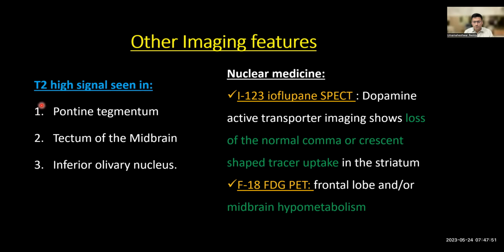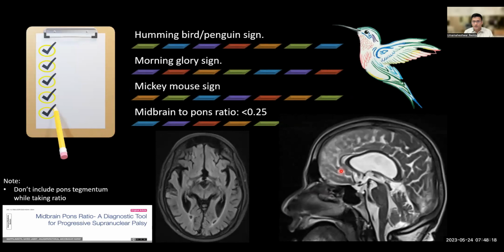You can definitely see pontine tegmentum high signal, tectum of the midbrain high signal, inferior olivary nucleus high signal. And nuclear medicine has its definite role in diagnosing this condition. You can see loss of the normal comma or crescent sign in the striatum. So classically, you should see the hummingbird sign or penguin sign, and you can definitely see the morning glory sign. You can see the Mickey Mouse sign.